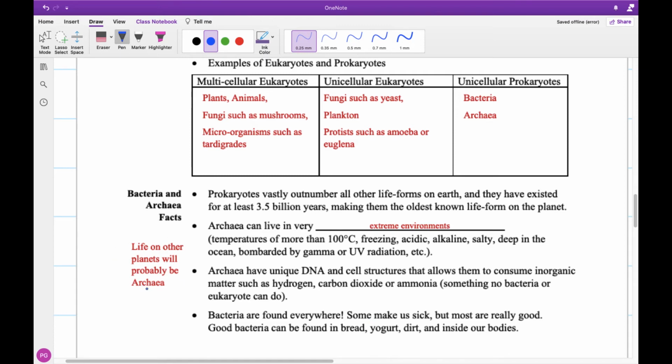Now, one thing to mention, life on other planets is probably going to be these archaea, right? In these more extreme environments outside of our planet, which are a little less hospitable to life, there'll probably be these extreme organisms that survive in these extreme conditions.